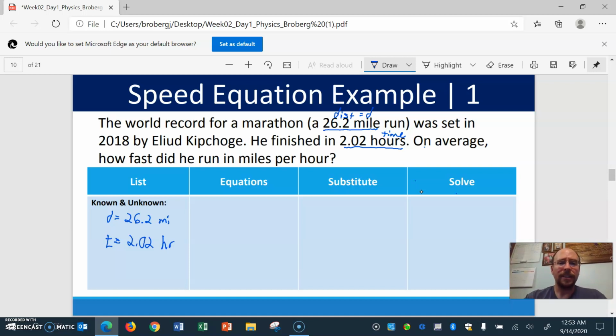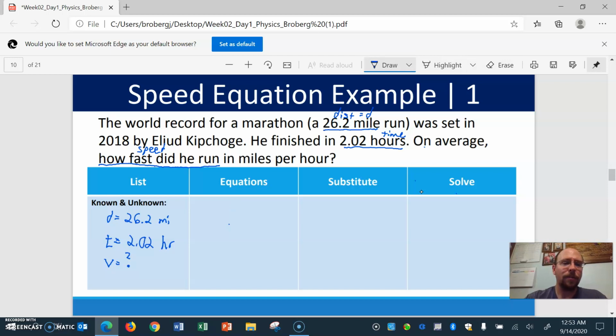But the rest of this is kind of like, what are they asking us to solve for? They ask, on average, how fast did he run in miles per hour? When they ask us how fast did he go, or how fast did he run, that sounds more like asking for one word. You're asking for a speed. So I don't know what that is. That's my unknown. So I'm going to list it as V. Remember, V means speed. And so I'm going to put V equals, and I'm not sure what that is. We're going to solve for it.